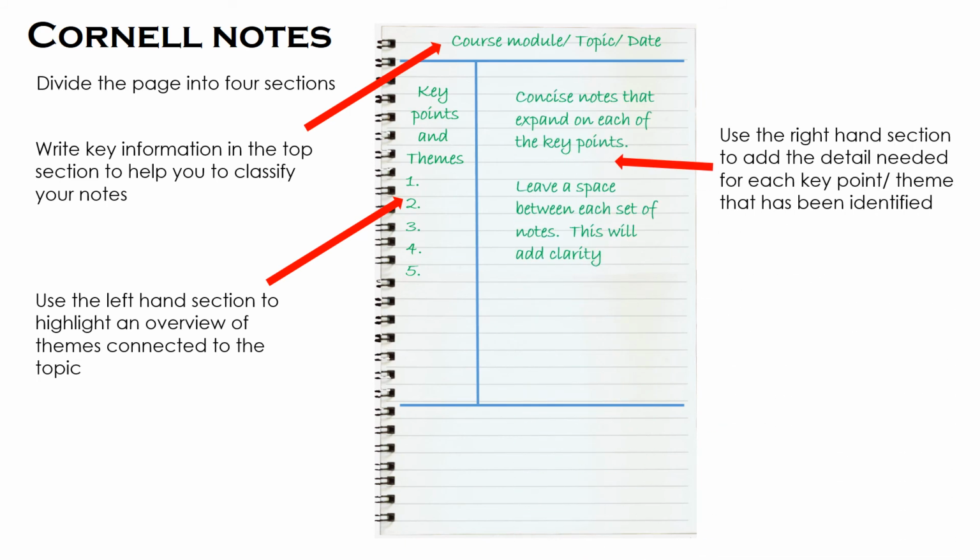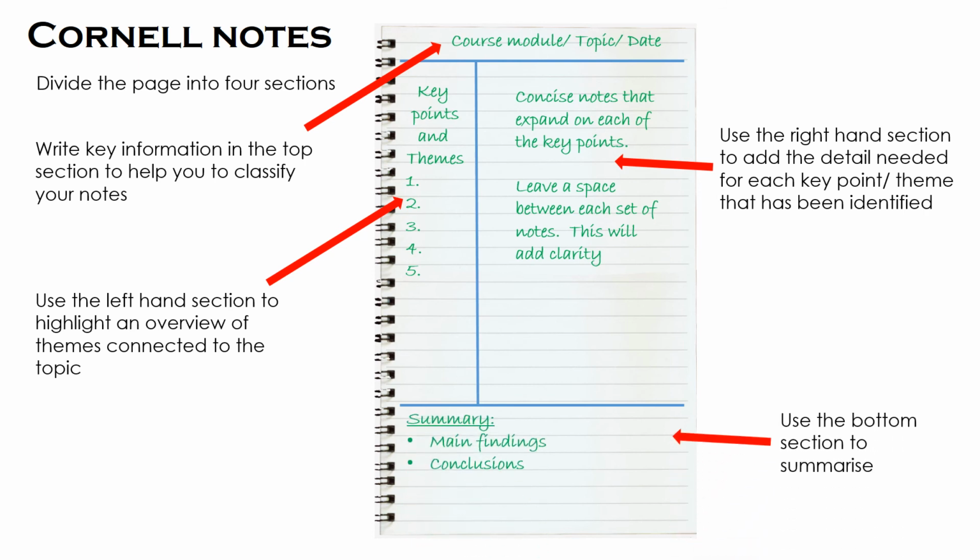In the right-hand side, you expand on each of the key points. This gives you the detail that you need. Make sure you leave a space between each set of notes, as this will add clarity when you revisit further down the line. And in the final section, you should have a summary. So your main findings, conclusions, all need to be jotted down into that section.